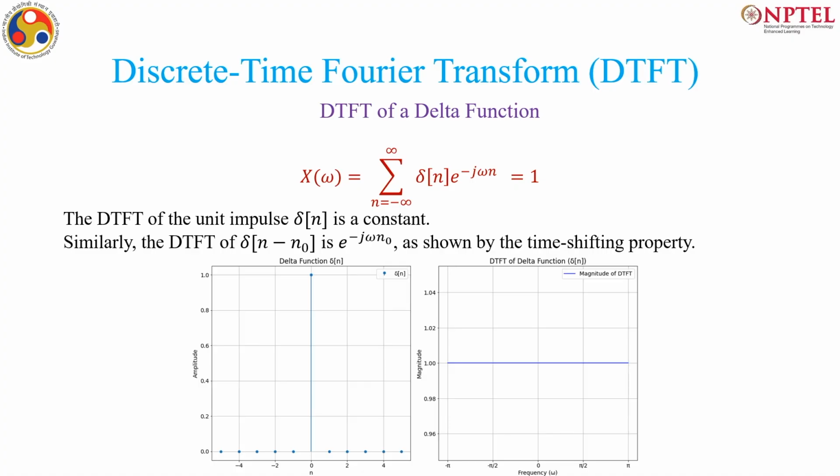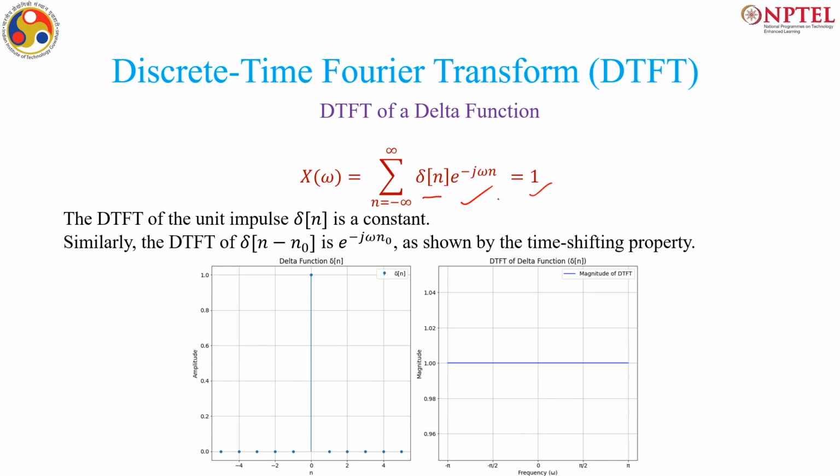Now let us try to compute the DTFT of some standard functions, and we start with the delta function. If you write the formula, which is this, you see that this will sum to 1, which is very much similar to the continuous domain. Now, how do we get this? If you clearly see, you keep putting the values.